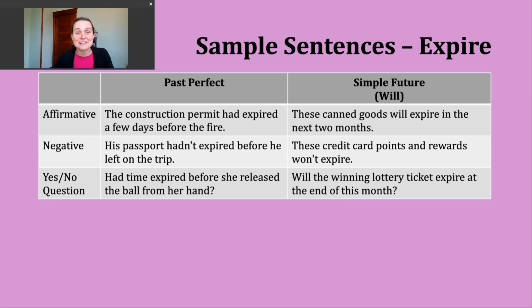Finally, let's look at making a yes or no question in the past perfect. To do this, I start with had, then I'm going to have my subject, and then the participle form of the verb.